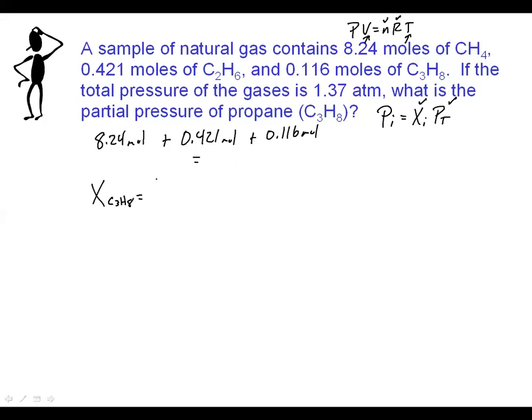In that case, we do have 0.116 moles of propane. We want to get the total number of moles by adding them all together, which would be 8.777, and we're going to divide by that. Remember, it's not a percentage, so we're not going to multiply by 100 or anything like that. So we take 0.116 divided by 8.777. That will give us a mole fraction of 0.0132.